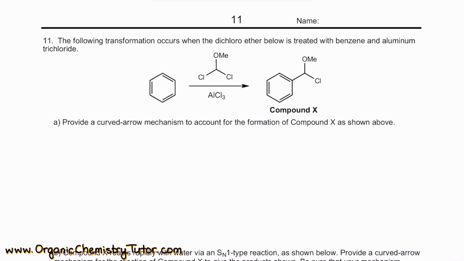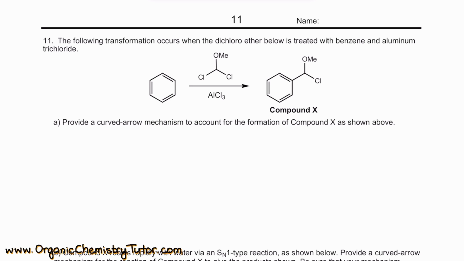And so moving to the next question, here we have another mechanism question. The following transformation occurs when the dichloroether below is treated with benzene and aluminum trichloride. That looks like some sort of Friedel-Crafts style reaction. Provide the curved arrow mechanism to account for the formation of the compound X here.